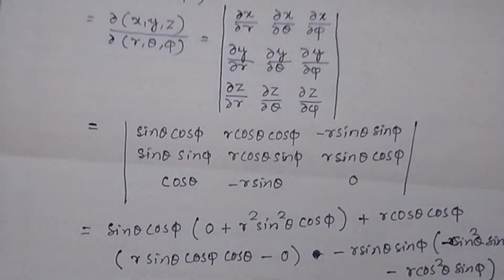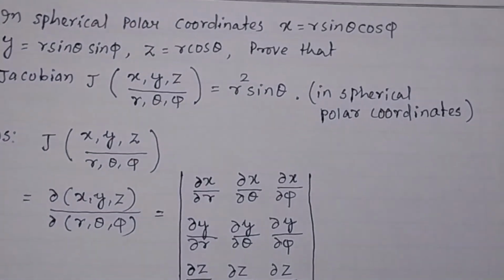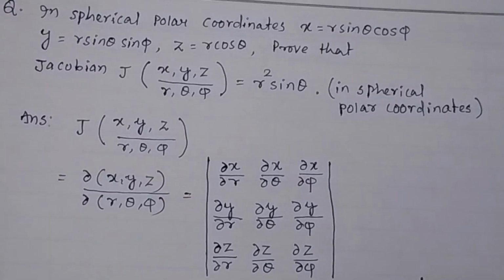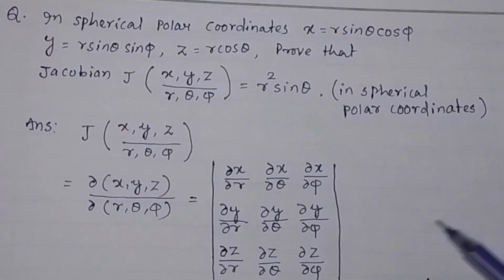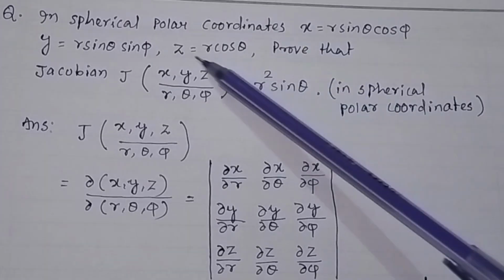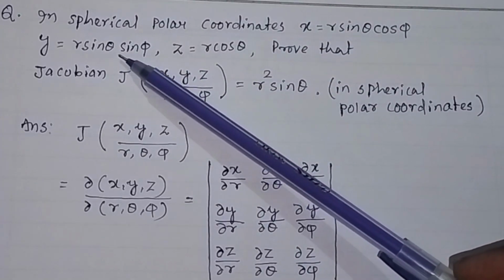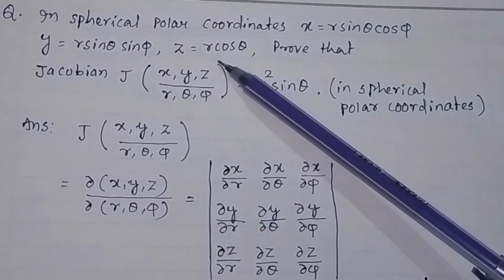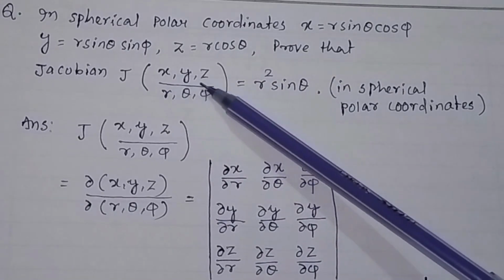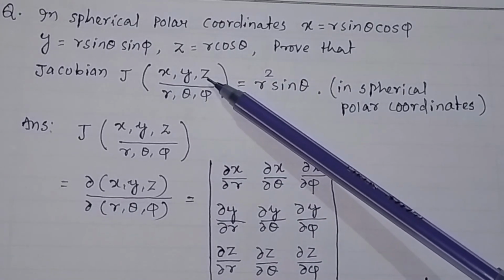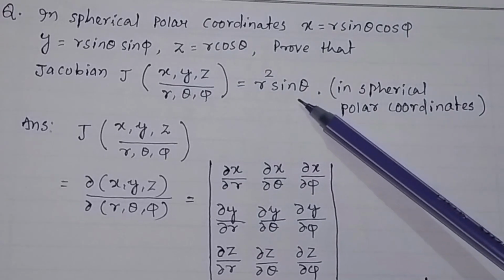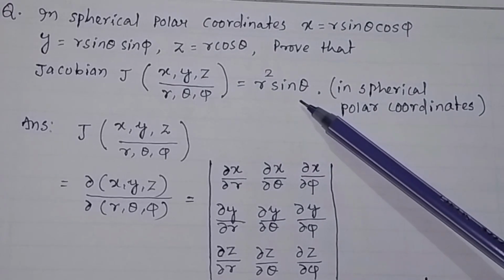So if you are given the Cartesian coordinates x, y, z, where x is equal to r sin theta cos phi, the y coordinate is r sin theta sin phi, and the z coordinate is r cos theta, and you find the Jacobian of the Cartesian coordinates, then the Jacobian in spherical polar coordinates will be r square sin theta.